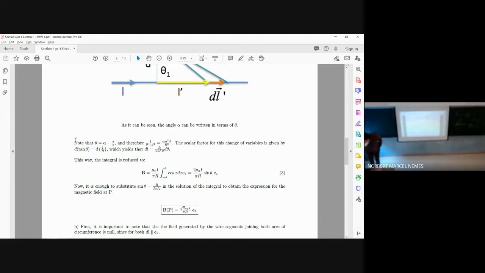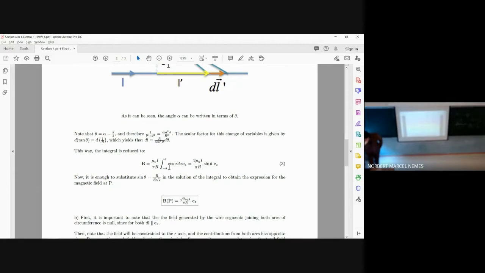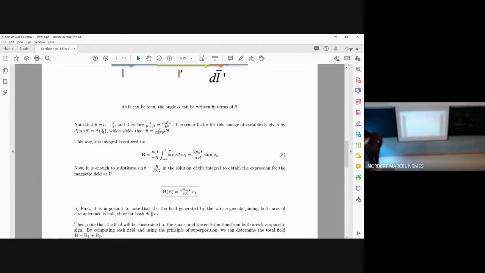And what he does is he uses this relation that the tangent of the angle is L over R. So he gets the relation between the infinitesimals: dl becomes d theta multiplied by r over cosine squared. That cosine squared cancels the other cosine squared that we get from over there. And so we retain the cosine of theta, which equals the sine of alpha, to integrate. Okay? And then the integral is fairly trivial, and here is the result.